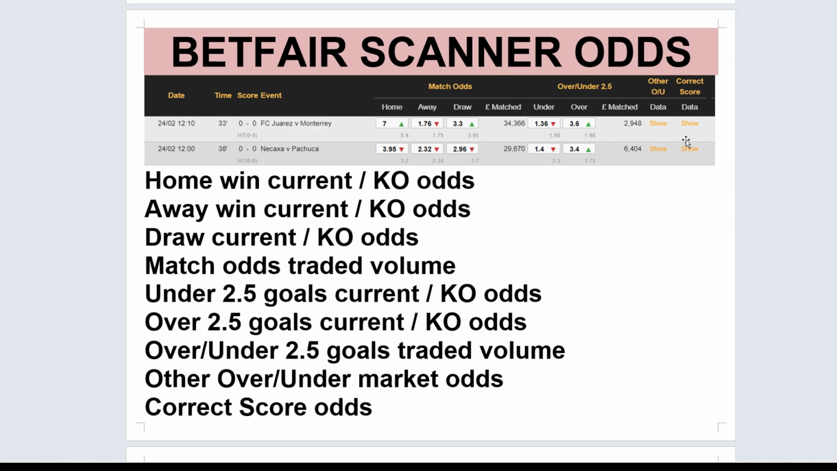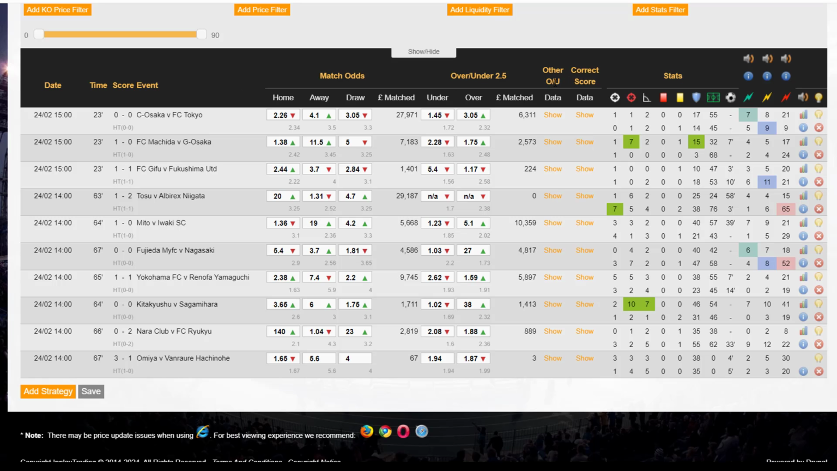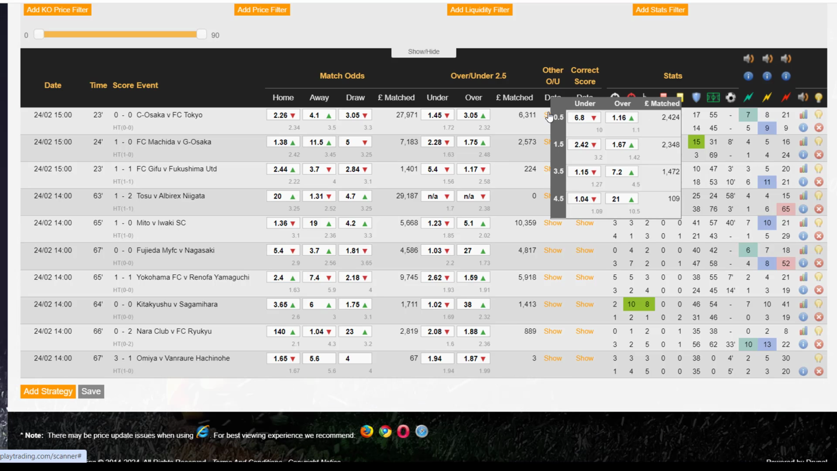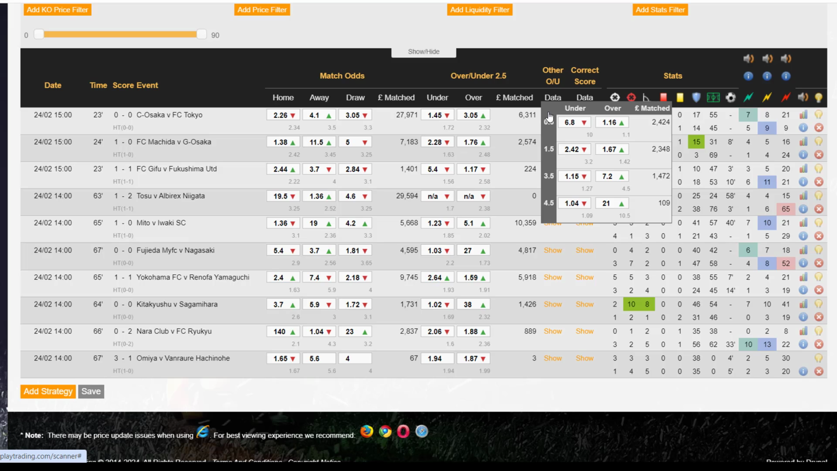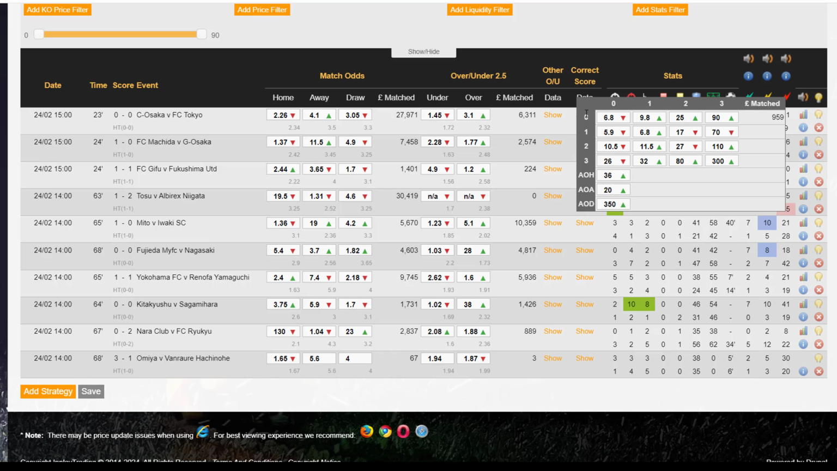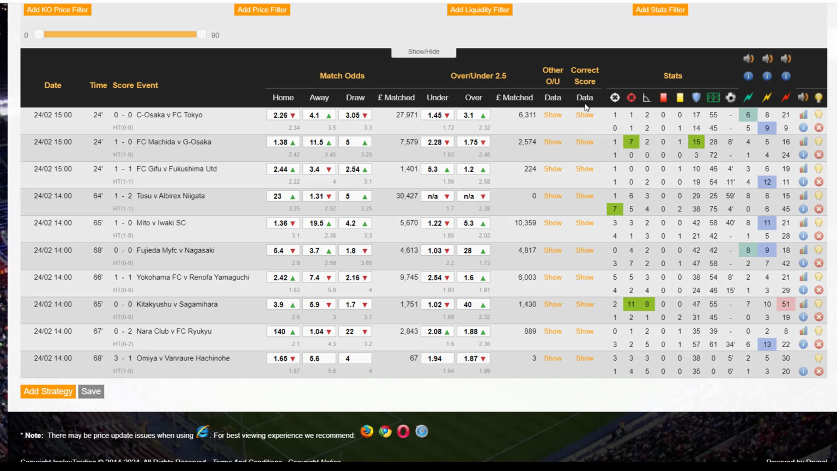And then on the right-hand side, there are other over and under markets. And if we hover over this, it will show us the odds for the over under 0.5 market, 1.5, 3.5 and 4.5, and also the amount matched on that. And again, it's got the pre-kickoff values too. And it also has the correct score data. We hover over that and it will give us the correct score odds as well. So the BETFAIR scanner is pretty straightforward in that sense.